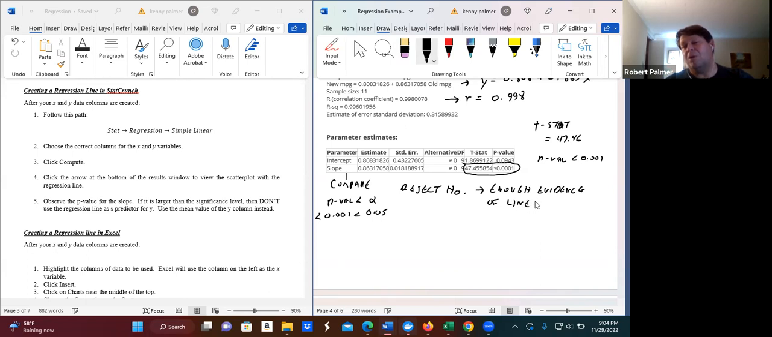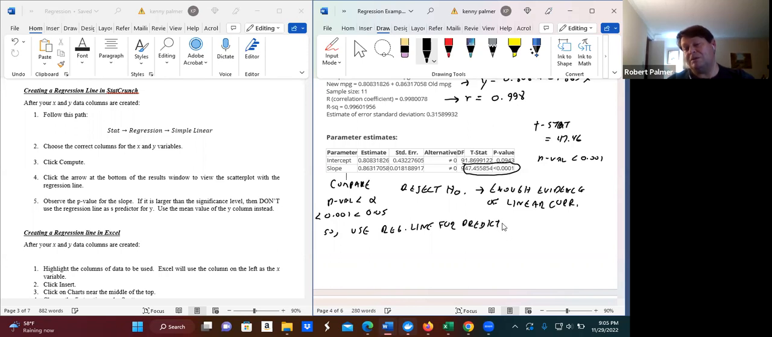Of a linear correlation. I'll also abbreviate that, so linear. So basically this time, in our hypothesis test, there's enough evidence of a linear correlation. Okay. So we can use the regression line for predictions.